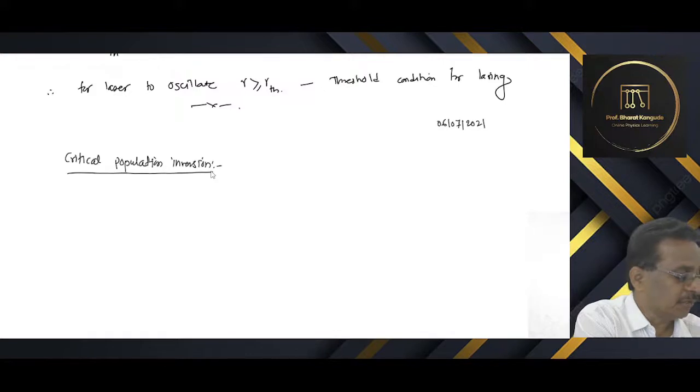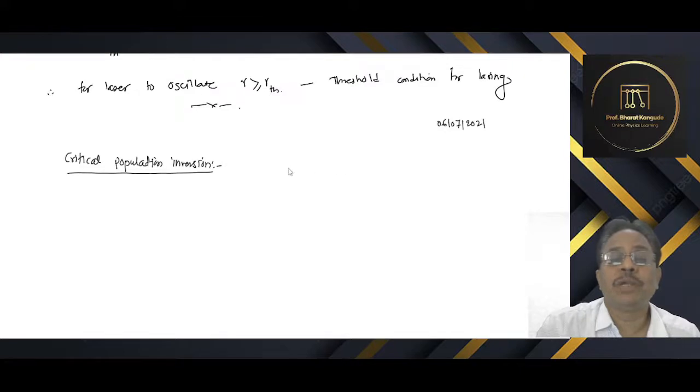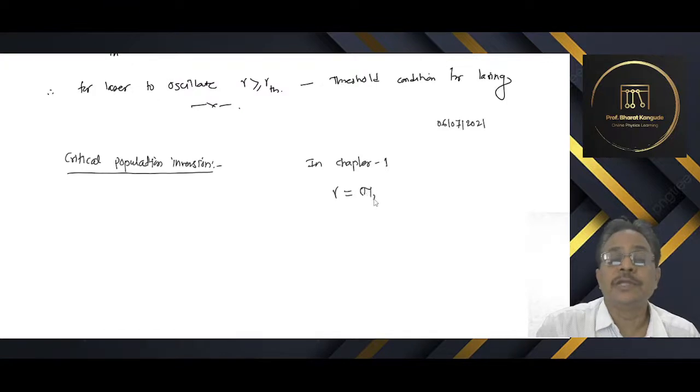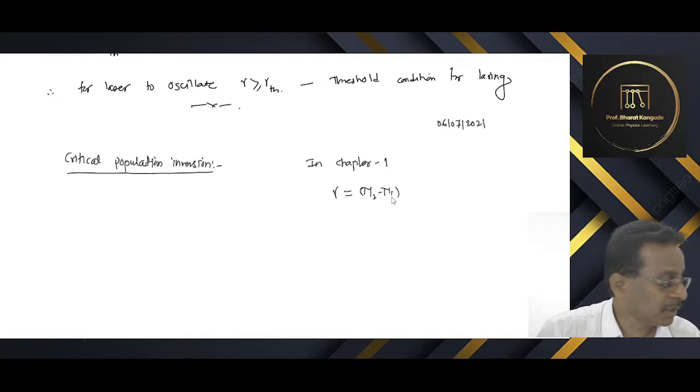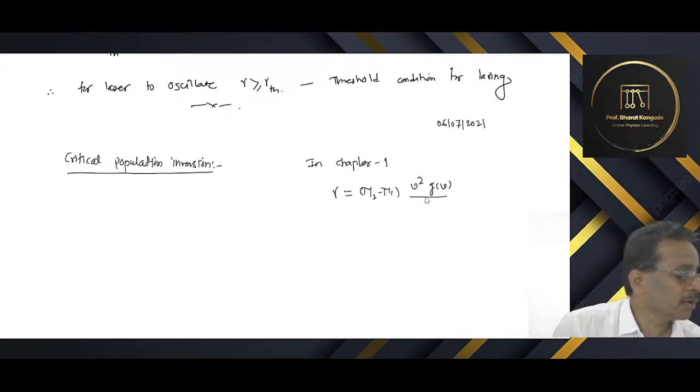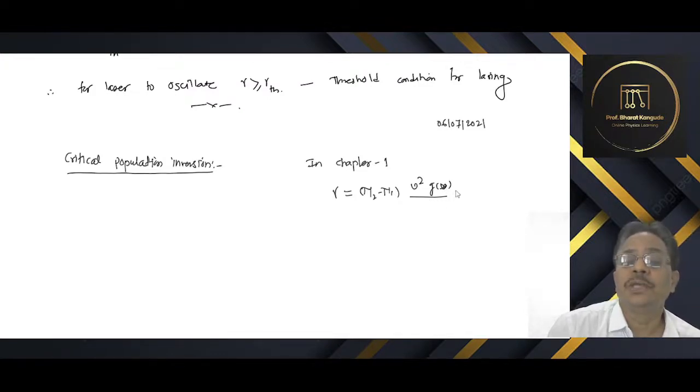In earlier discussion, in chapter 1, we have obtained one equation. Don't write here, I just write this for information. In chapter 1, we have obtained this equation for gamma, if you remember: gamma is equal to n2 minus n1, where n2 is the population in the excited state and n1 is the population in the ground state, multiplied by v square into this type of function g nu, which is called the line shape function.